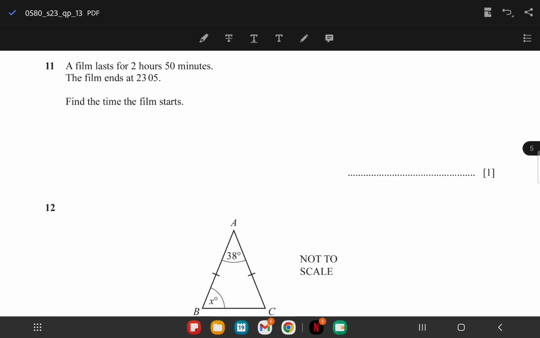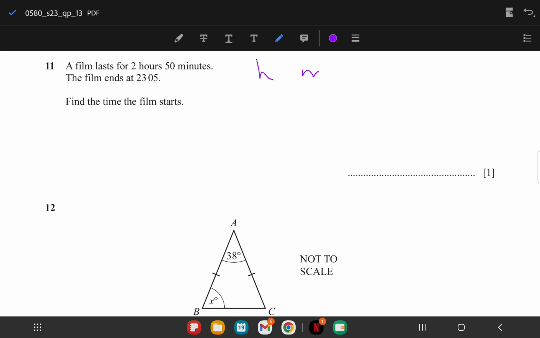Okay, we're going. Yay, time. Time gets me so excited because you taught me how to use a calculator to find time. I did not know that for as long as I existed, so that's really cool to know. But anyways, a film lasts for 2 hours and 50 minutes and the film ends at 23:05. Find the time that the film starts. So I'm going to work this out manually because obviously you need to see something on the screen, but you can go ahead and punch this into your calculator.